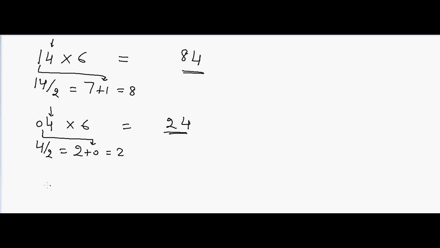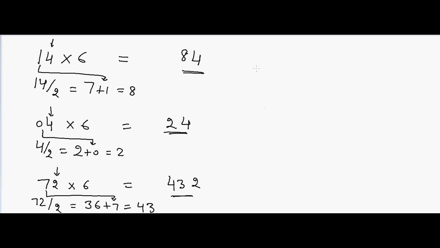Let's do something more difficult. If I have to multiply 72 by 6, the last digit is 2, so we'll write a 2 here, and then half of 72, so 72 divided by 2 is equal to 36, and then we'll add the first digit, so 36 plus 7 is equal to 43, so the answer will be 432.